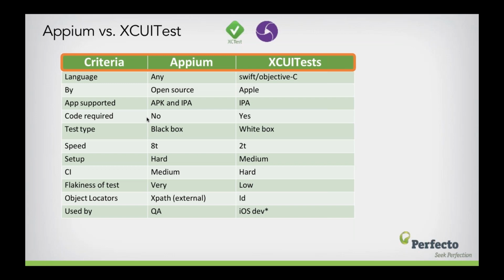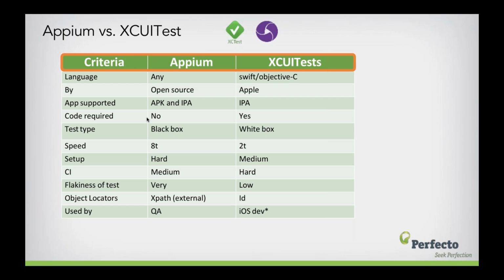For the CI setup, again, the CI setup for Appium is actually easier than XCUITest, because it's done after you set up the test and the environment. The connection to Jenkins or to any CI tool will be easier. For XCUITest, it's much more complicated, because you need to make sure that you have access to the code, you have access to the IPAs, and everything will be executed on Mac machines. As for flakiness of the test, Appium will be more flaky, because it's a black box, because you are not familiar with the object, and the object can be changed. XCUITest works directly with the code, so the flakiness of the test is very low.